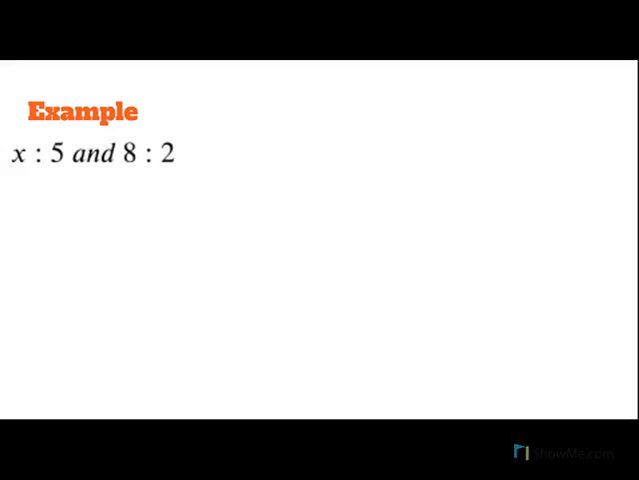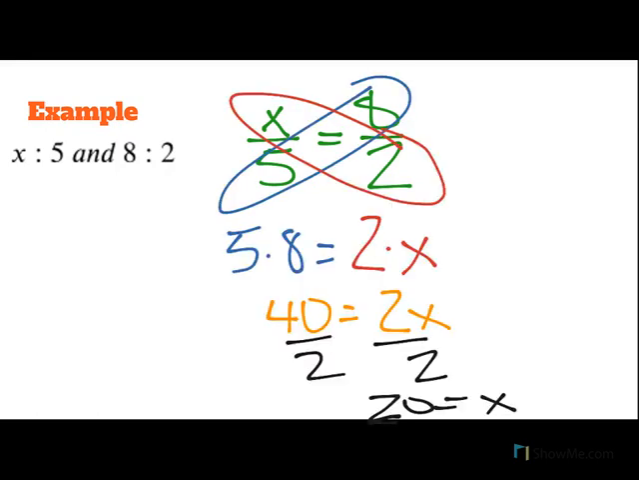So why don't you take a look at this one. The first thing we would do is set this up as our proportion, and then try and solve. So see if you can do this one on your own using the cross products. All right, guys, so if I do my cross product, I get 5 times 8 would equal 2x. Divide by 2, 40 divided by 2 gives me 20, which is my answer.